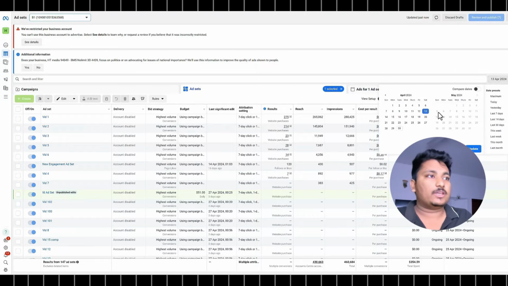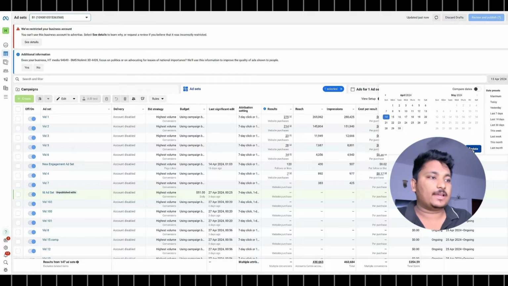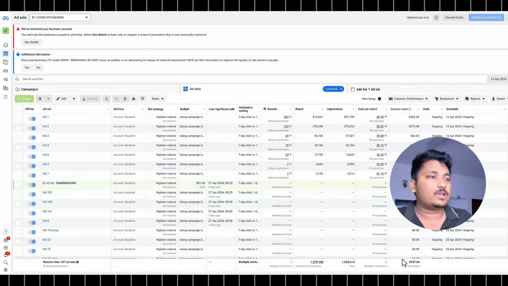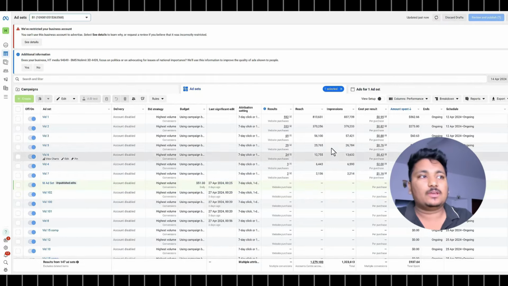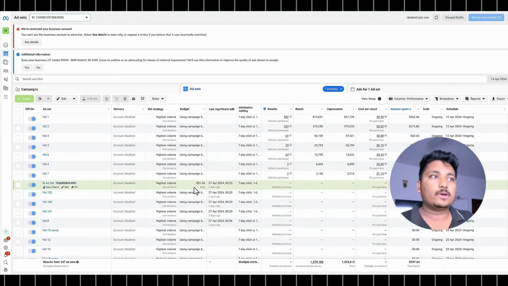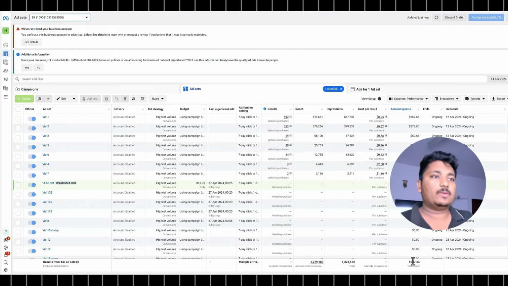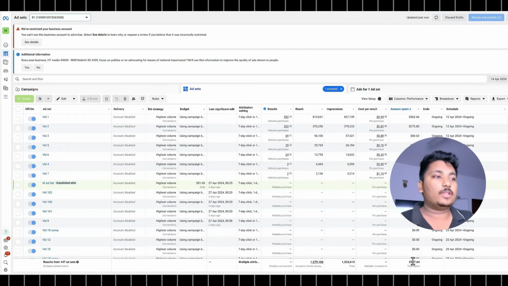So on the next day, we did scaling again. We jumped from $300 to $900 directly, and you can see the CPA rising again. So in this case, we scaled, but the CPA went high, and I don't think we made any profit.